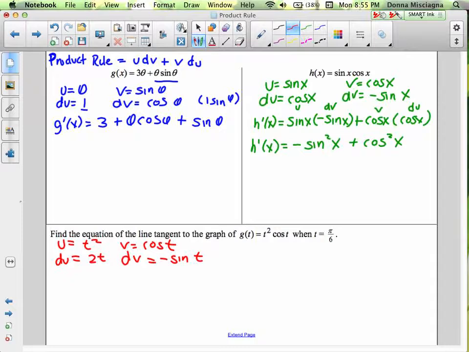So I'm going to write over here, I think. g prime of t is the first, t squared, times the derivative of the second, so that would be negative sine t, plus the second, and I actually will just write in the cosine t. And then put, whoops, we got way too many t's there.